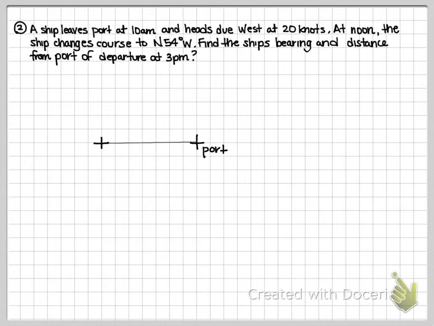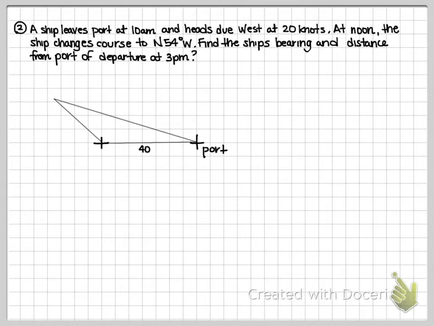So from the north towards the west. Oh, it's up a little high. All right. Now, I'm going to make sure that we connect the end back to the port itself. All right, now let's fill in some measurements here. So the first thing that it says is going to leave at 10 and go due west at 20 knots for 2 hours because until noon. So that means that this distance across the bottom is actually going to be 40 nautical miles.